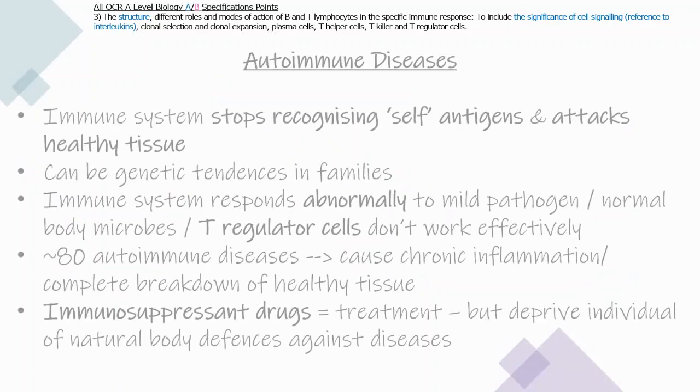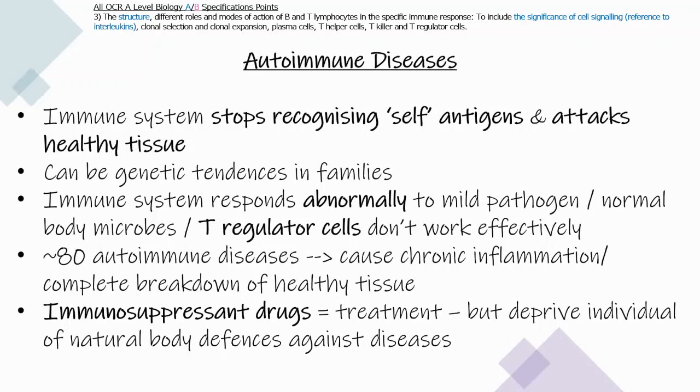So now we're going to talk a little bit more about autoimmune diseases. So autoimmune diseases occur when the immune system stops recognizing self-antigens and attacks healthy tissues. So when T regulator cells don't work effectively. So this can be due to genetics in families, and it causes the immune system to respond abnormally to a mild pathogen or to normal body microbes.